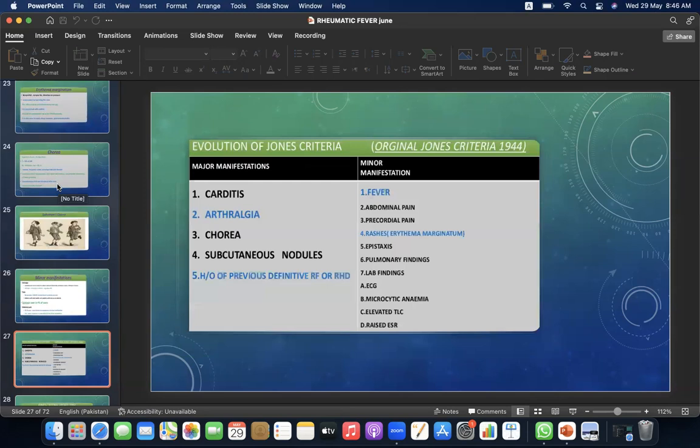Evolution of the Jones criteria, starting with the original Jones criteria of 1944. The major manifestations are carditis, arthralgia, chorea, subcutaneous nodules, and a history of previous definitive rheumatic fever or rheumatic heart disease. Minor manifestations include fever, abdominal pain, precordial pain, rashes, epistaxis, pulmonary findings, and lab findings: ECG, microcytic anemia, elevated DLC, and raised ESR.